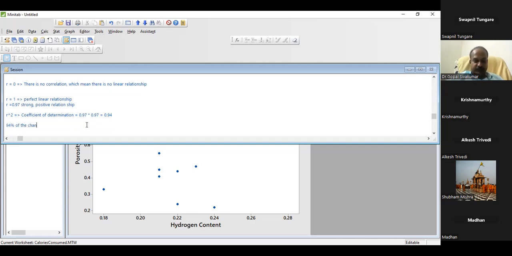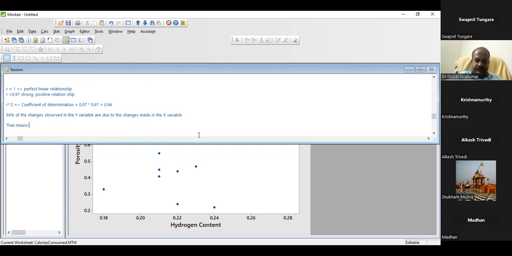This 0.94 is giving me another piece of information: 94% of the changes observed in the Y variable are due to the changes made in the X variable. Can one of you read out this statement again? 94% of the changes observed in the Y variable are due to the changes made in the X variable.